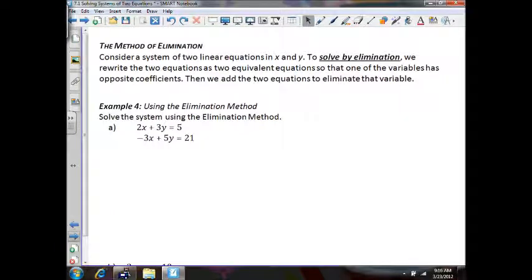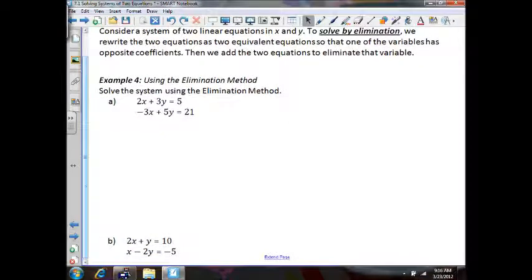Now, we're going to move on to the method of elimination. Now, consider a system of two linear equations in x and y. To solve by elimination, we rewrite the two equations as two equivalent equations so that one of the variables has opposite coefficients. Then we're going to add the two equations to eliminate that variable. You've done this before, so it shouldn't be anything new to you.